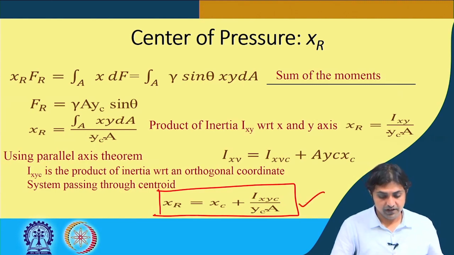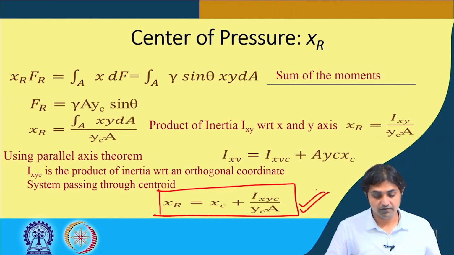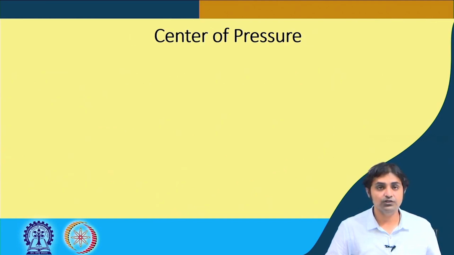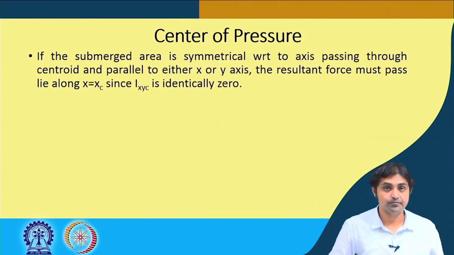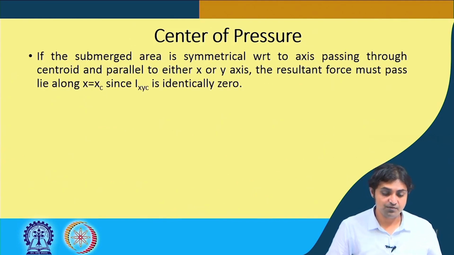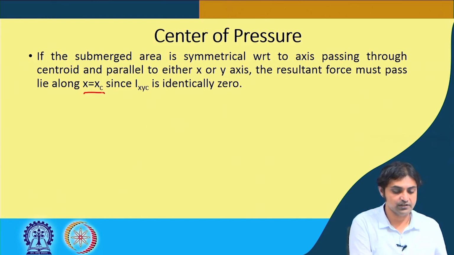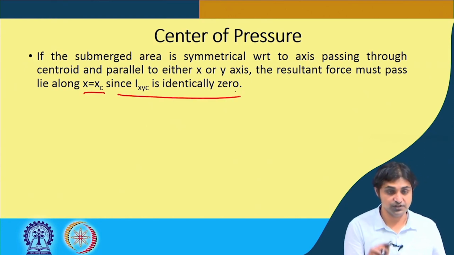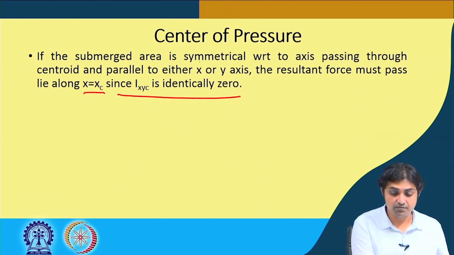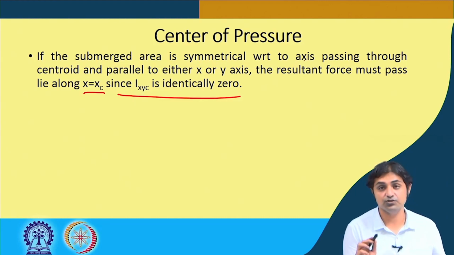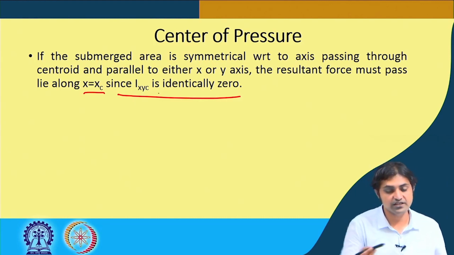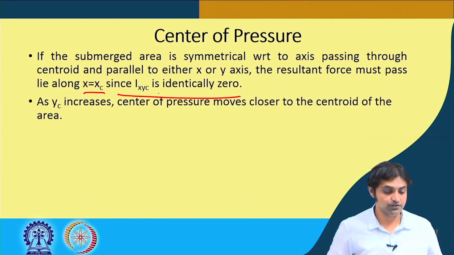This is good. Another important result, for we have obtained yr and xr. Now the center of pressure sum. If the submerged area is symmetrical with respect to an axis passing through the centroid and parallel to either the x or y axis, the resultant force must pass along x equal to xc, since Ixy is identically 0. See, if the submerged area is symmetrical with respect to an axis passing through the centroid, then Ixy is identically 0, so xr will be 0.